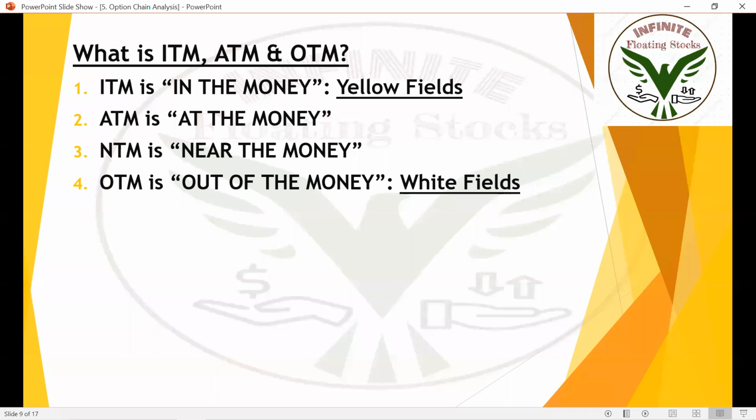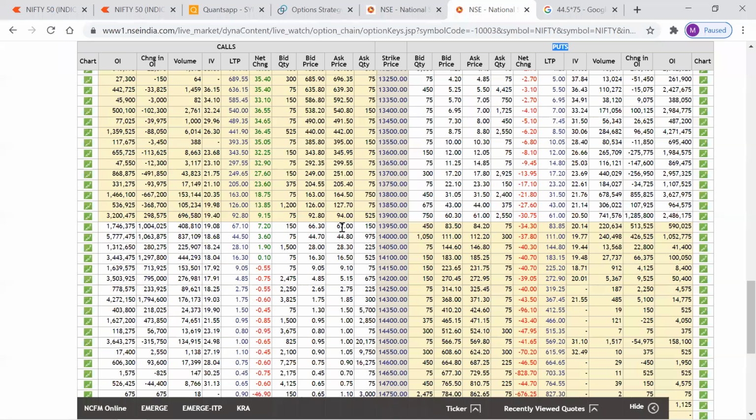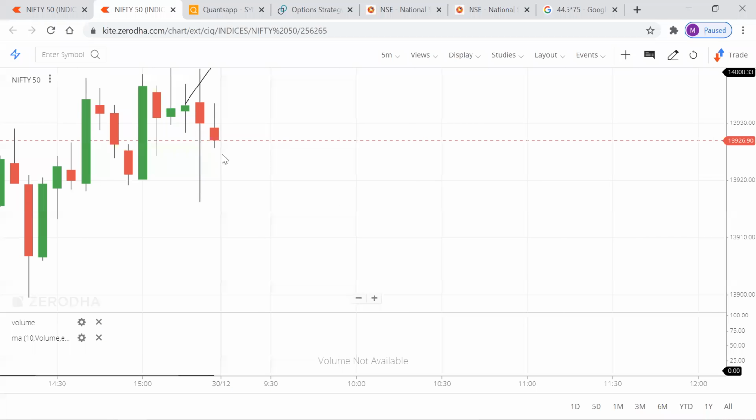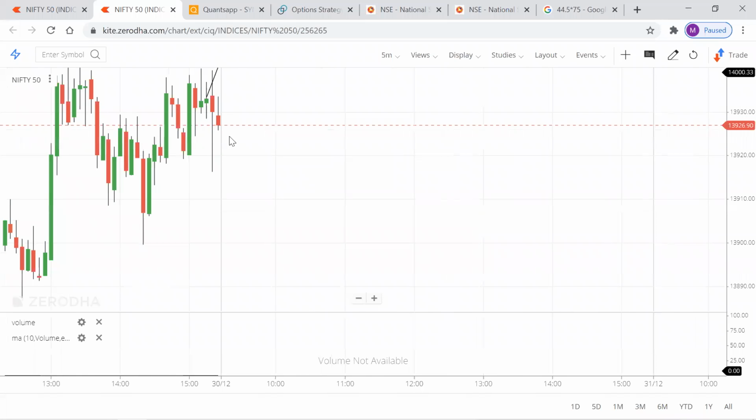So ITM, in the money, at the money, near the money, out of the money. I have explained in the money and out of the money. At the money is nothing but the last traded price. At the money is nothing but this money, 13,900. 13,900 is nothing but at the money. Okay. 13,950 or 13,900 is at the money. At the money is the strike which is closer to the last traded price. Now see, Nifty 50 is at 13,926. This is the last traded price of Nifty 50.